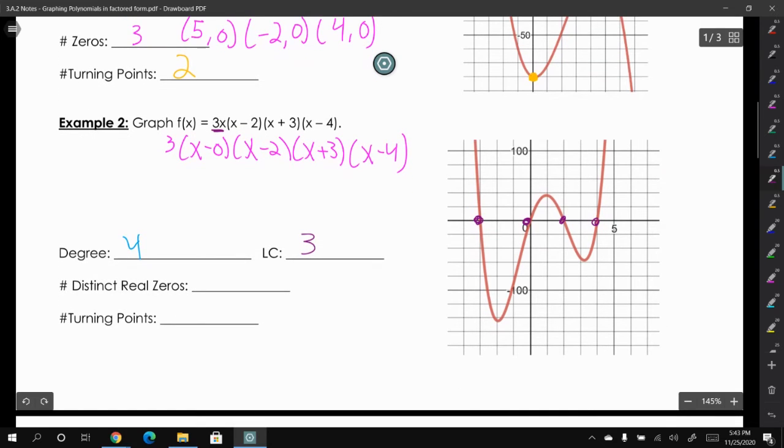In distinct real zeros, we have 4 of them. And again, we can just write them down quickly for our information. We have negative 3, 0. We have 0, 0. We have 2, 0, and 4, 0. And the number of turning points: 1, 2, 3. So we have 3 turning points.